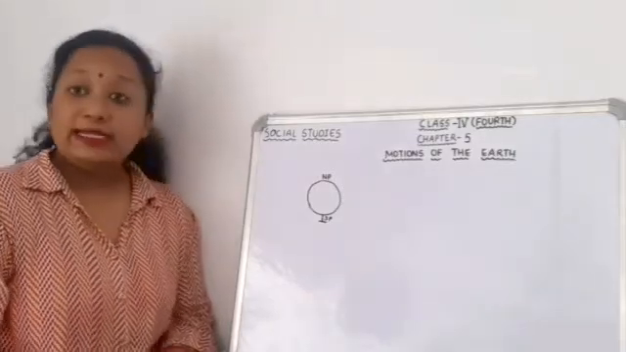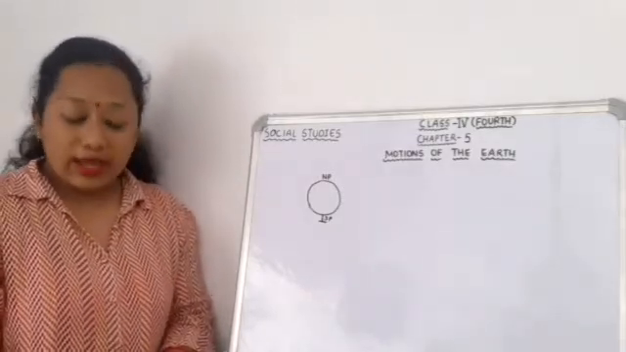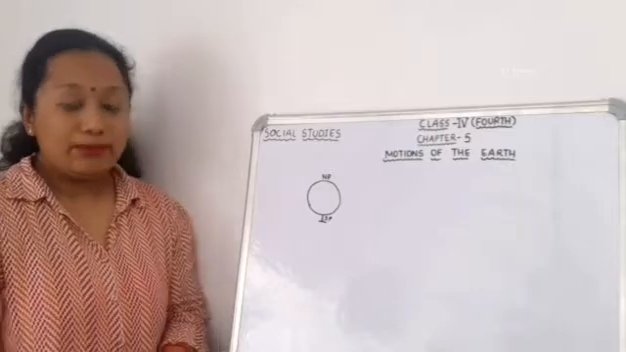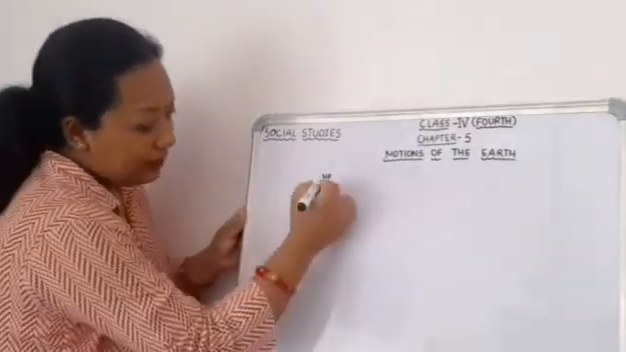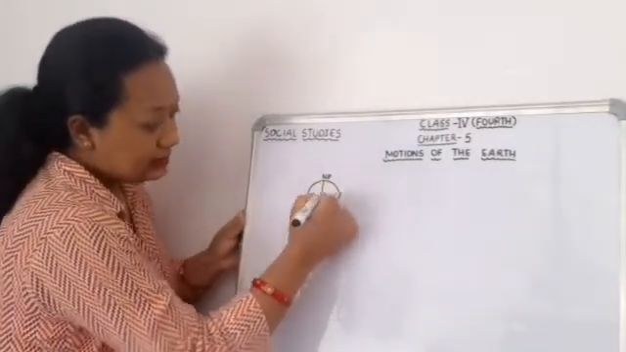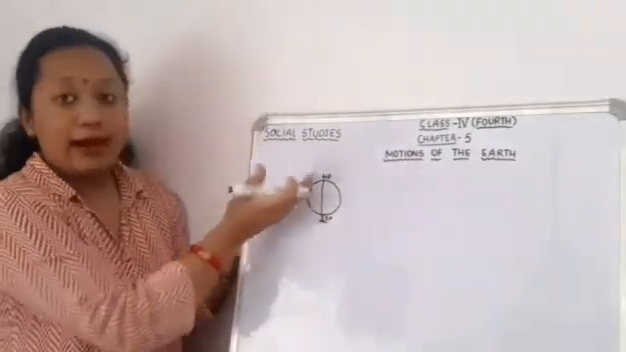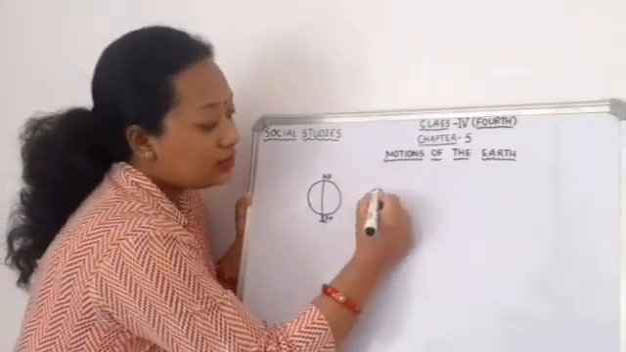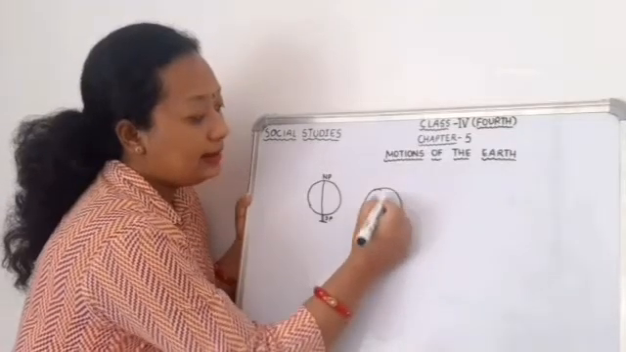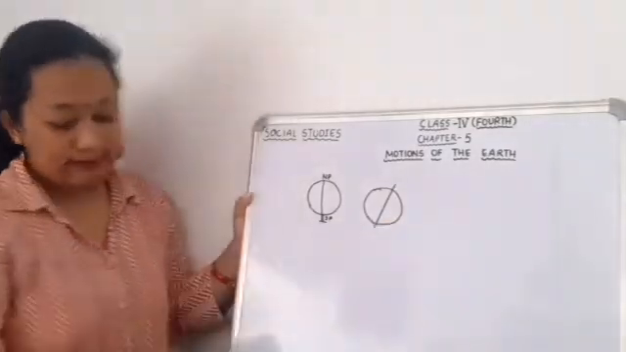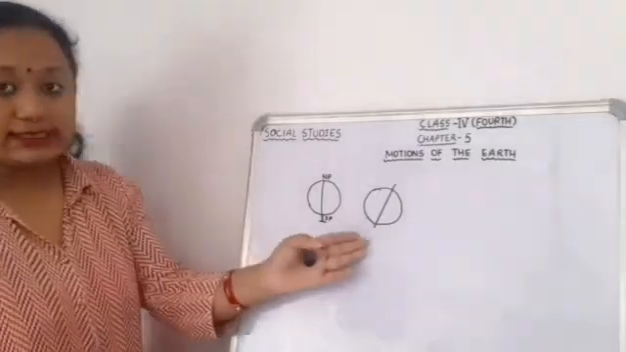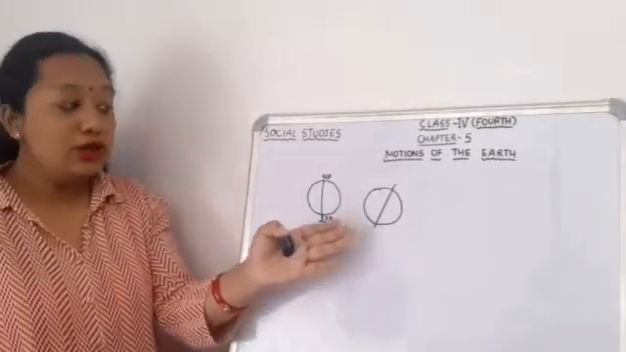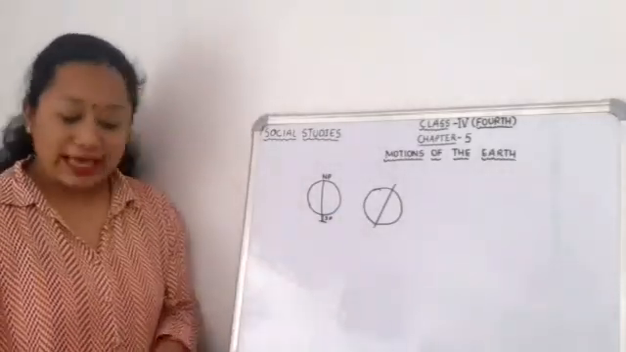Now some planets have a straight up and down axis, and some have a tilt. Some have a perpendicular axis like this, which is a straight up and down axis. But some axes are not straight. They are tilted like this. This is called a tilted axis because it is not straight. It is slanted.